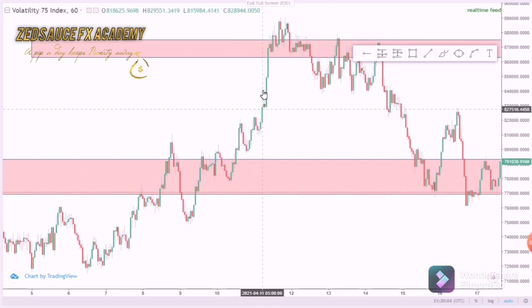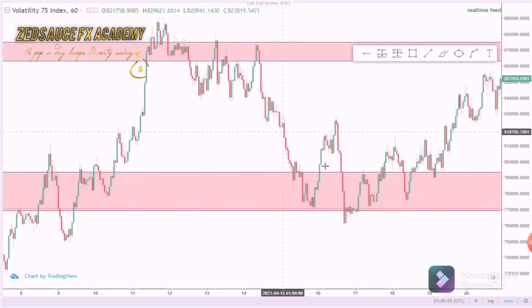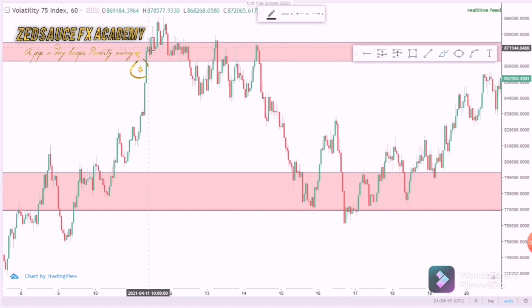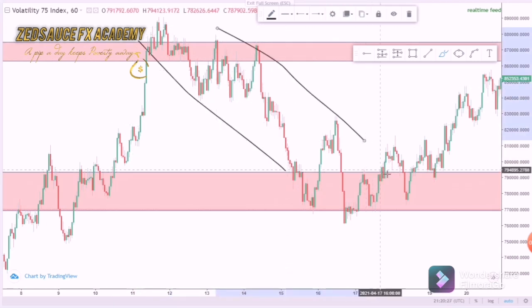Once it reaches a zone, you have to wait for certain candlestick patterns to form for you to do a continuation buy. For example, this whole move on a daily might have been just probably 3 candles, but on a smaller time frame, on a 1 hour, it's a whole downtrend here. When the market reaches the level, it continues to the upside.